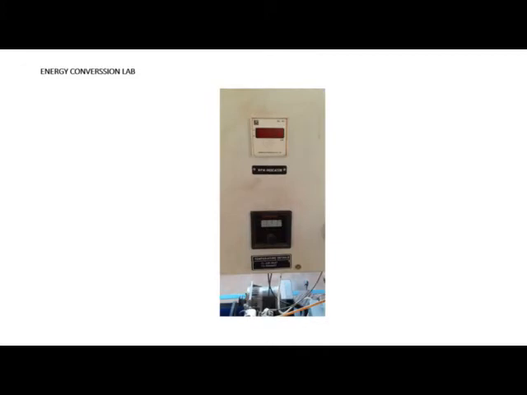This will show us the RPM of the engine, and this display will show us the temperature. Here T1 is the air inlet temperature and T2 is the exhaust gas temperature.